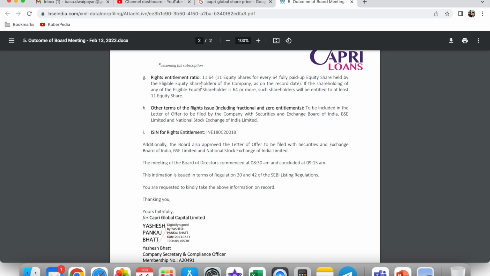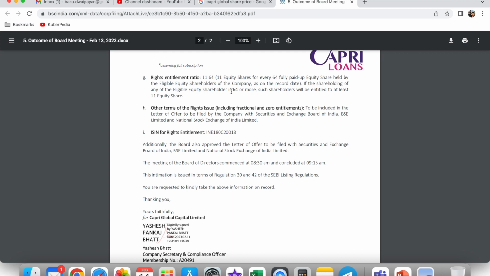That means for every 64 shares that you are holding, you will get 11 shares to buy or participate in rights. So approximately you can consider it as a 1:6 ratio. So if you have 6 shares, 1 share will be accounted for rights. Now if the shareholding of any of the eligible shareholder is 64 or more, such shareholders will be entitled to at least 11 equity shares. That's what they are saying.